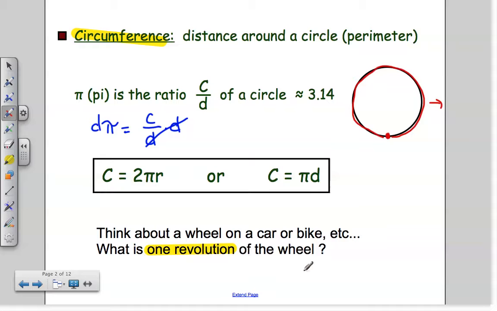One revolution of a wheel is the same as a circumference, the same as the distance around, same as 2 pi r or pi d. So keep that in mind if you talk about a revolution of a wheel. You're just talking about going around the wheel once, which is the same as a circumference.